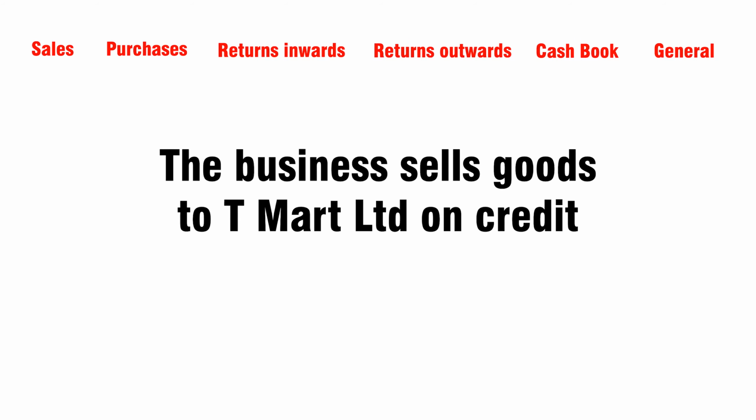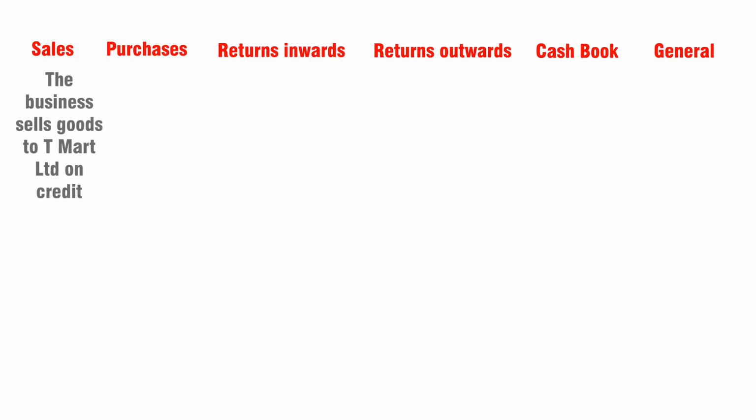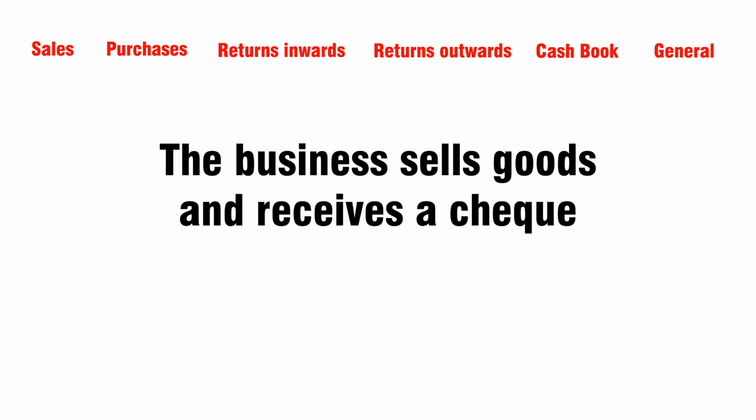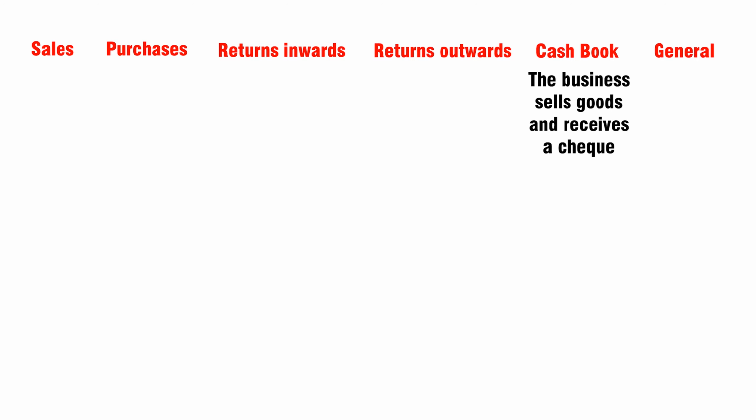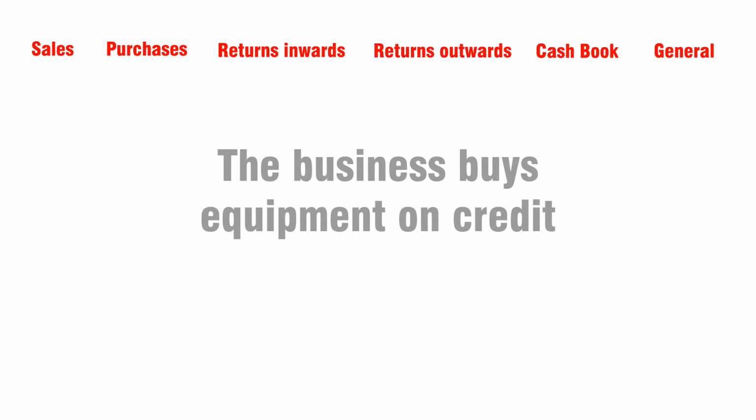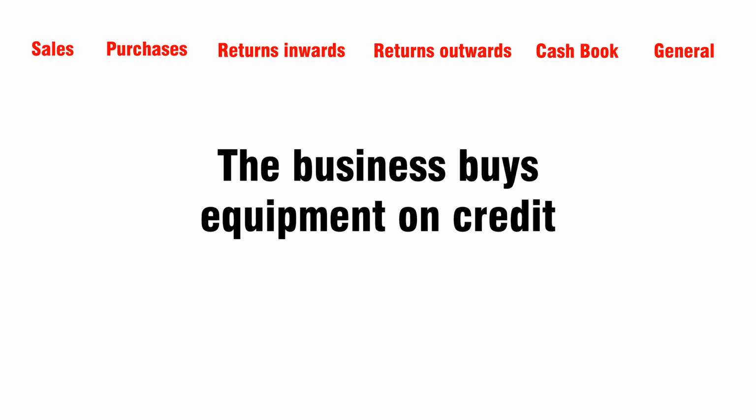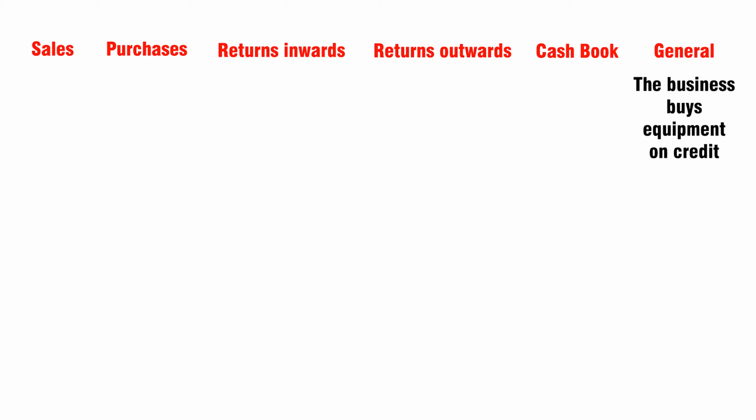The business sells goods to T-Mart Limited on credit. Sales journal. The business sells goods and receives a check. Cash book. The business buys equipment on credit. General journal.